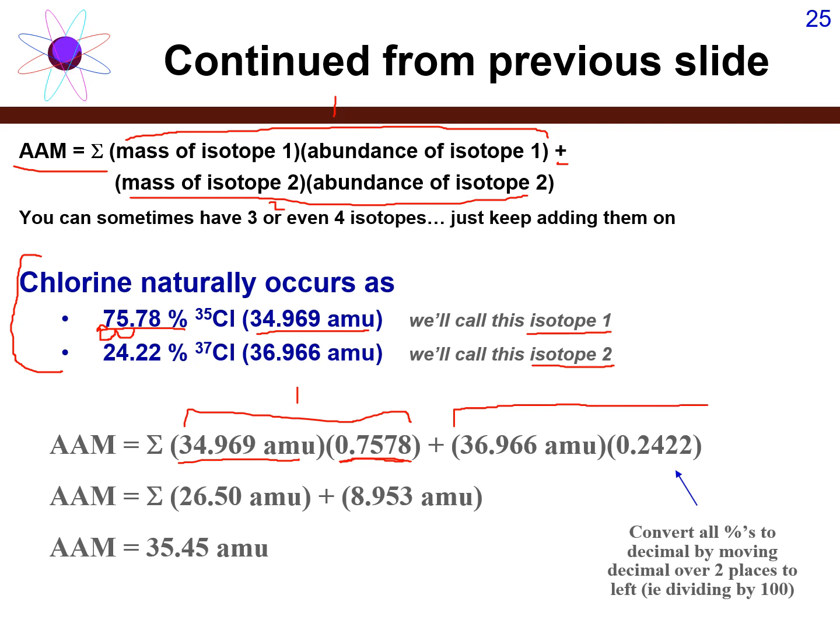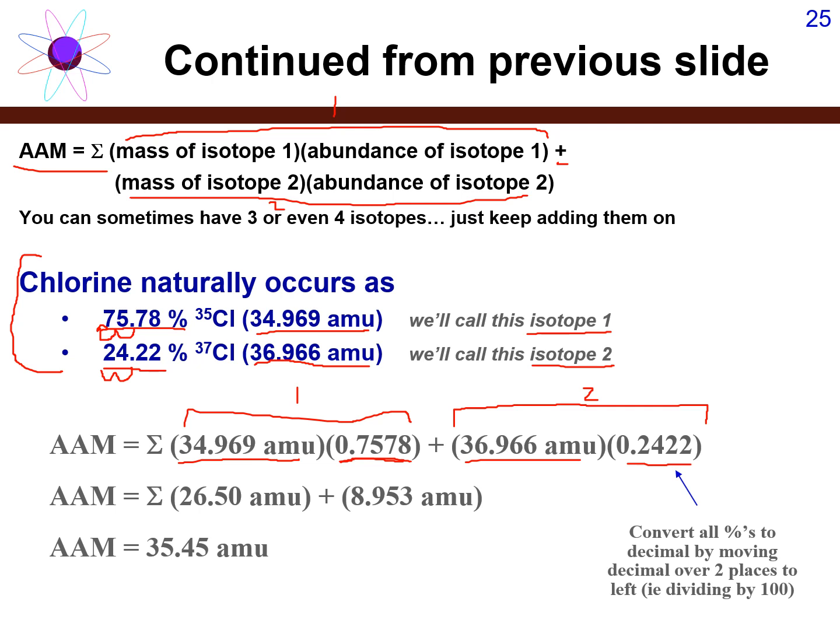And then we add the same information for isotope number 2. So we take this mass for isotope number 2, put it into the calculation, take our percentage here, and move that decimal over 2 places to get 0.2422.